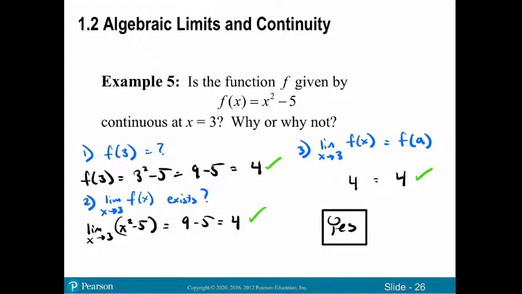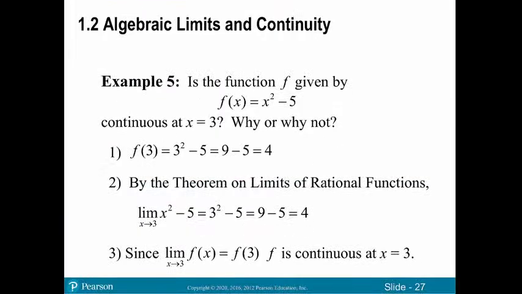Let's try another one. I think this is a type version of what we just did. Okay. So first they show you that it's defined at that function value. So if you just plug it in, you get your 4. By the theorem on limits of rational functions, the limit as x approaches 3 of this function is also 4. Since the limit as x approaches 3 of the function is equal to the function evaluated at that point, then we say that f is continuous at x equals 3. Okay, not too shabby. On to the next one.